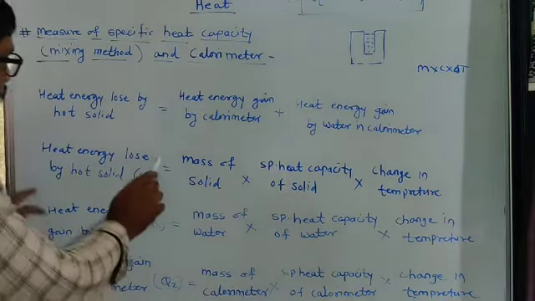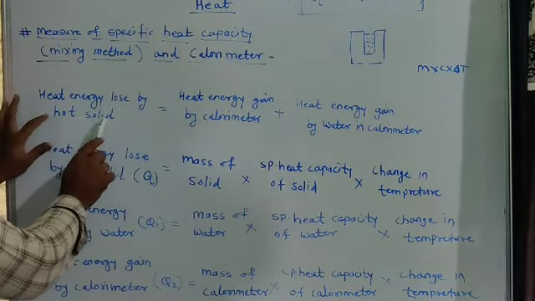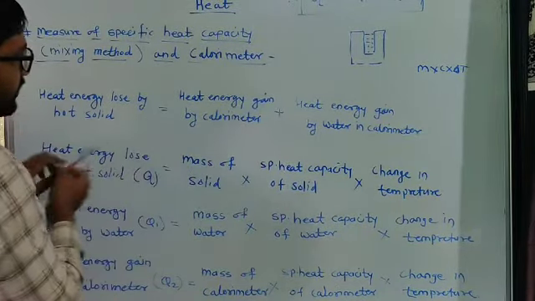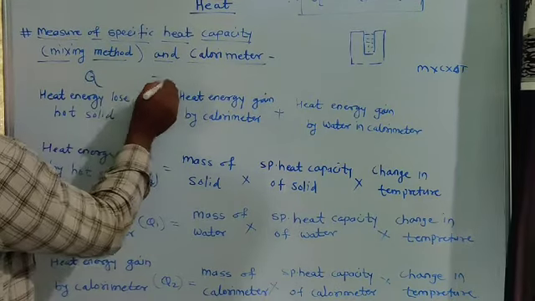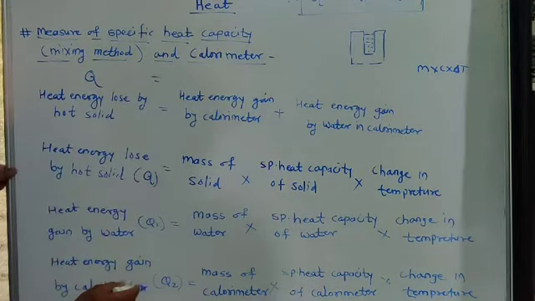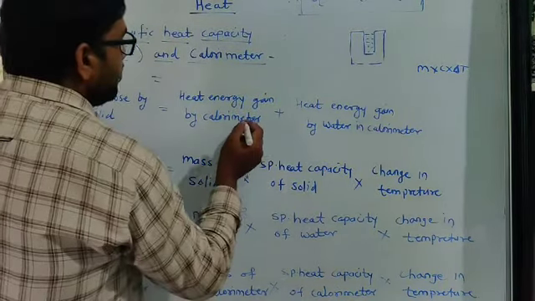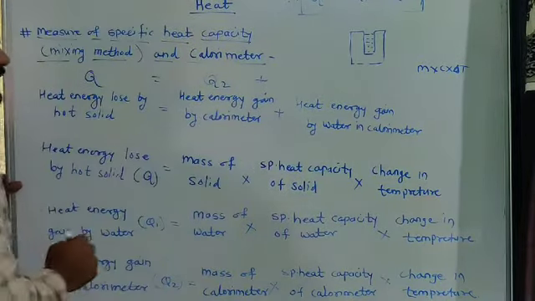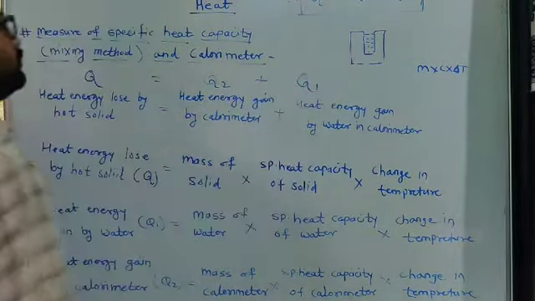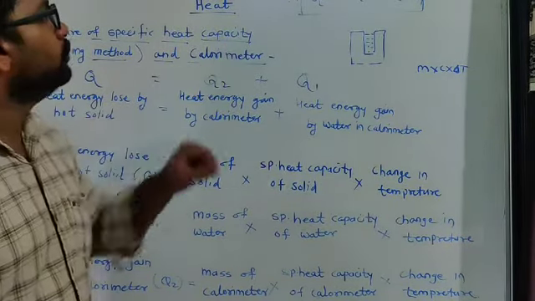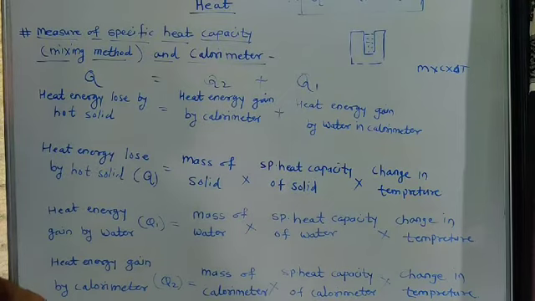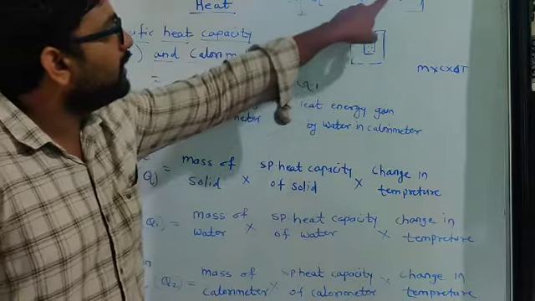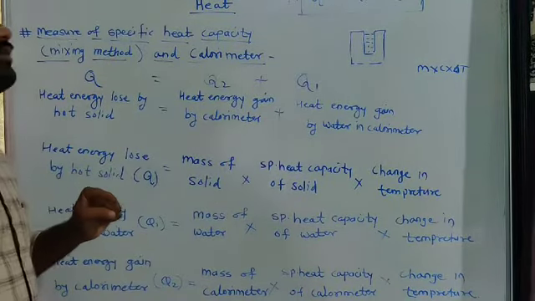So, the heat energy lost by the hot solid, we call Q. Q will be equal to the heat energy gained by the calorimeter, that we generally call Q2, plus the heat energy gained by water, which we call Q1. So we can say that this Q, the heat energy lost by the hot solid, will be equal to the heat energy gained by the water in the calorimeter plus the heat energy gained by the calorimeter.